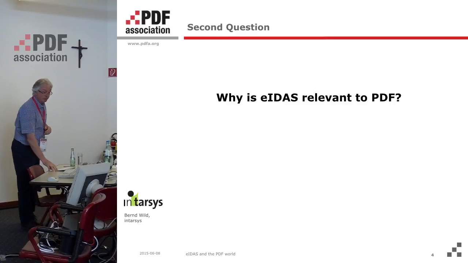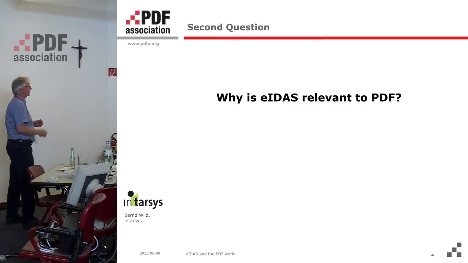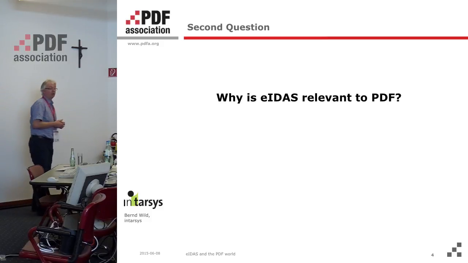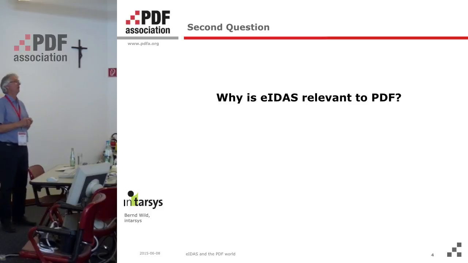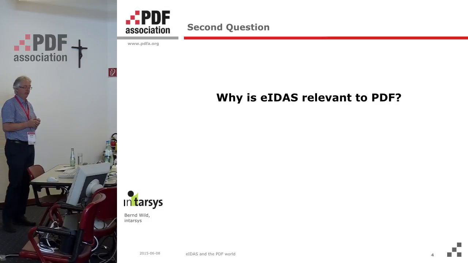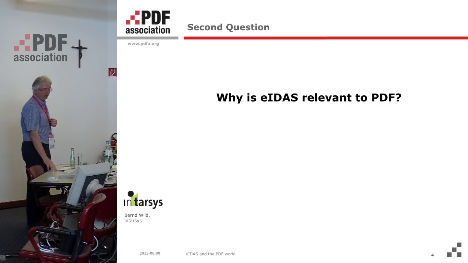So, to come to the key question: why is eIDAS relevant to PDF? Because in eIDAS you will not find, at the moment, any word directly about PDF. There the people talk about electronic identities, about signatures, about electronic trust, and so on, but there is no word about PDF. And why should this affect PDF?